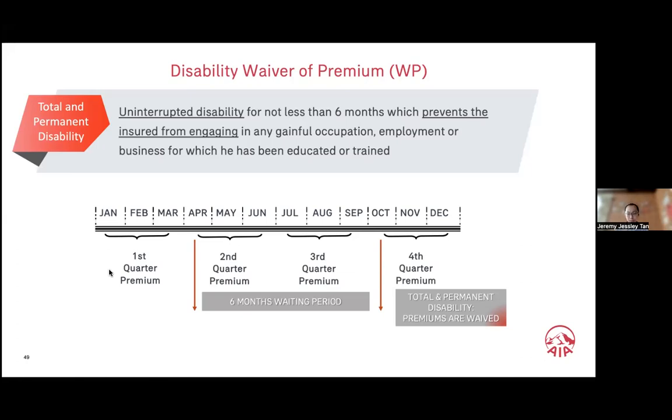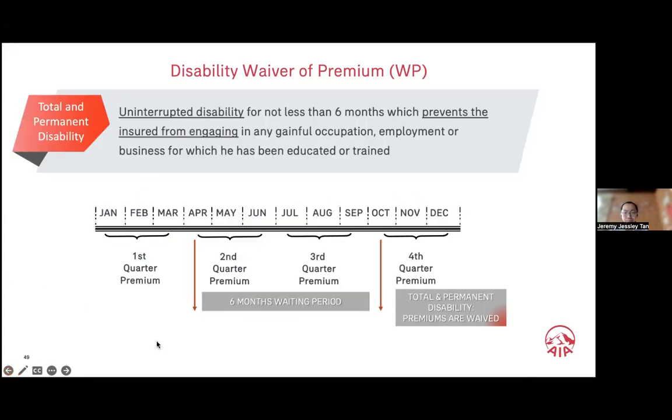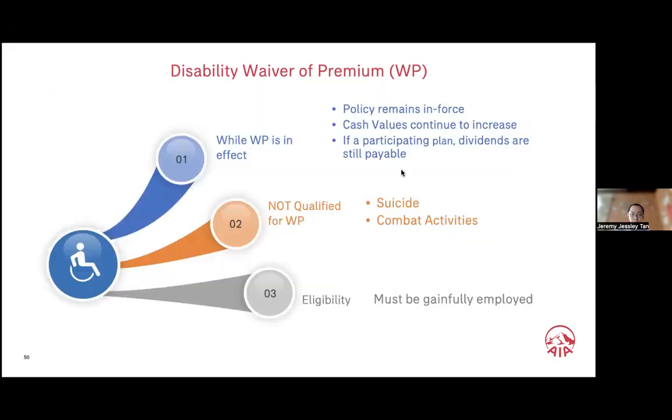And for 6 months, ganun pa rin. Okay, disabled ka pa din. So, fourth quarter premiums, you don't have to pay anymore. And yung second and third quarter premiums mo will also be refunded to you. So, babalik rin yun sa'yo, kasi disabled ka nga for that 6 months. Okay?